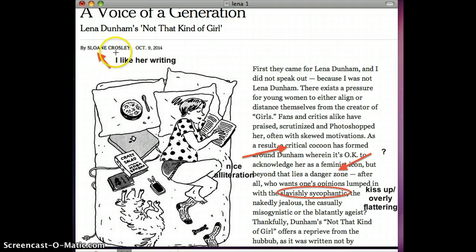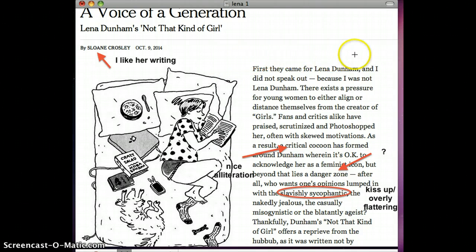It's important to identify the author of an article that you're reading, because often the identity of an author influences the way that they're going to write. So I know that I like Sloane Crosley's writing, and I wonder, her being another female author, if she would be critical of Lena Dunham or support her. Let's find out.